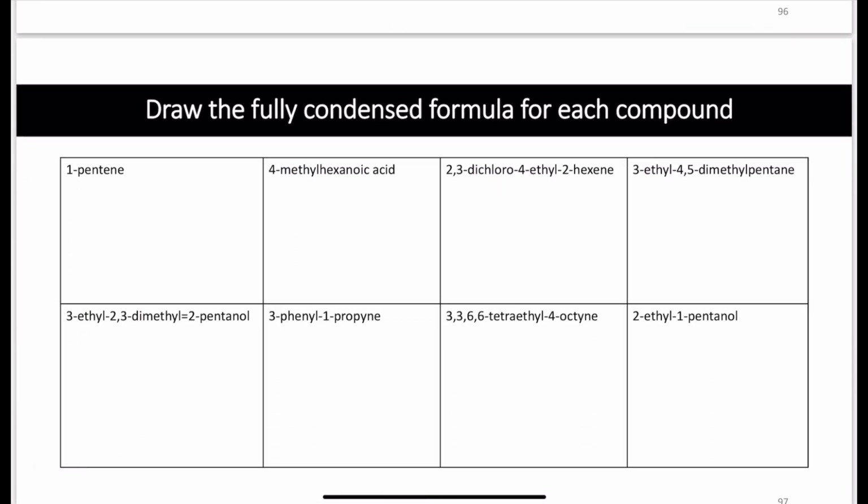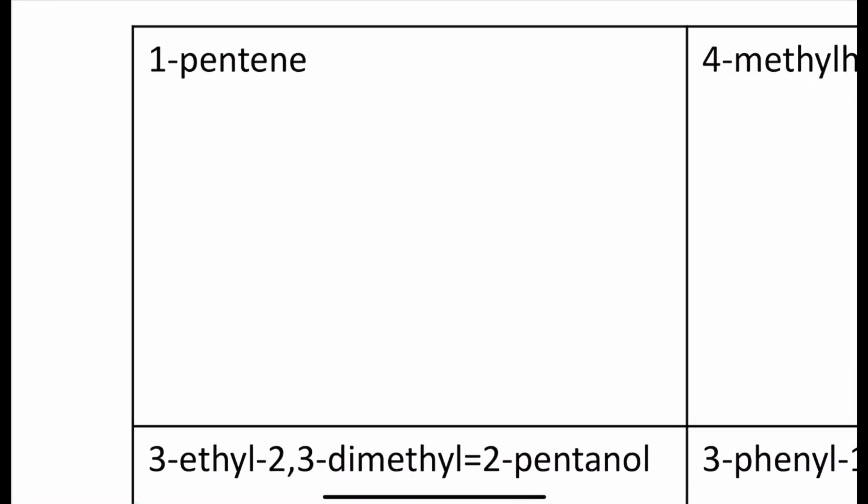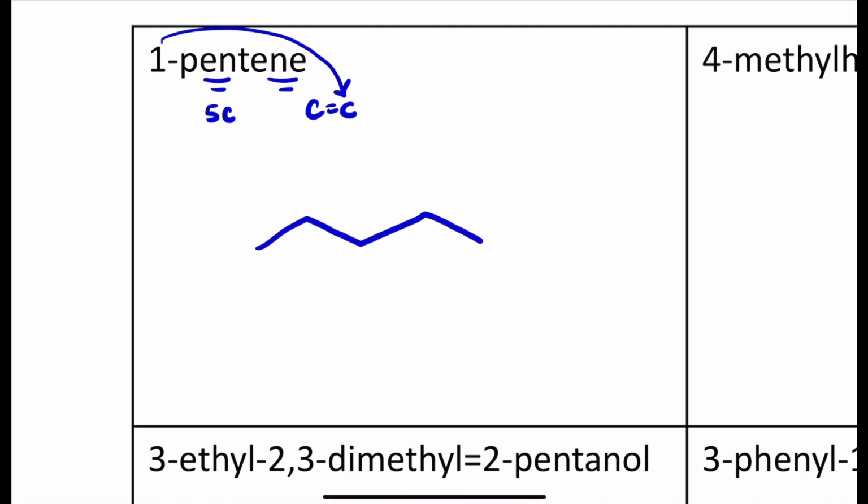Draw the fully condensed formula for each compound. This means your skeletal structure. So 1-pentene. Pent means 5 carbon. Ene means double bond. And 1 tells me where the double bond is going to go. So I've drawn my 5 carbons, and my first carbon gets that double bond.